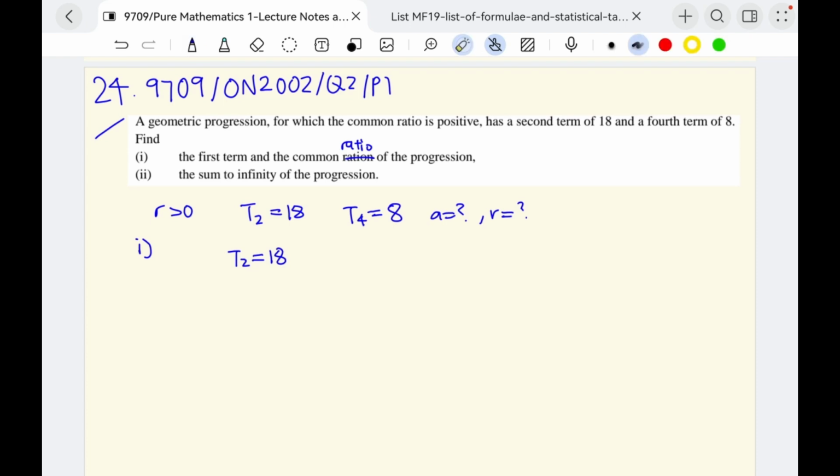So usually this involves a quadratic equation or polynomial equations because there's a degree of 2 and 4 for the common ratio. So here it is. A times R to the power of 2 minus 1, so AR equals 18. So this is your first equation. T4 is equal to 8. So A times R to the power of 4 minus 1, which is 3, equals 8. Equation number 2.